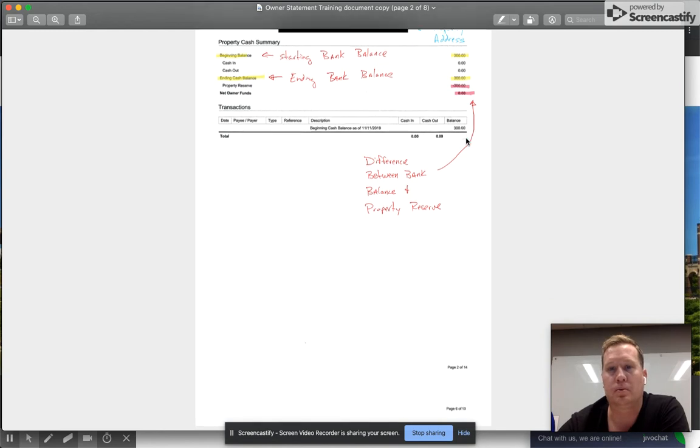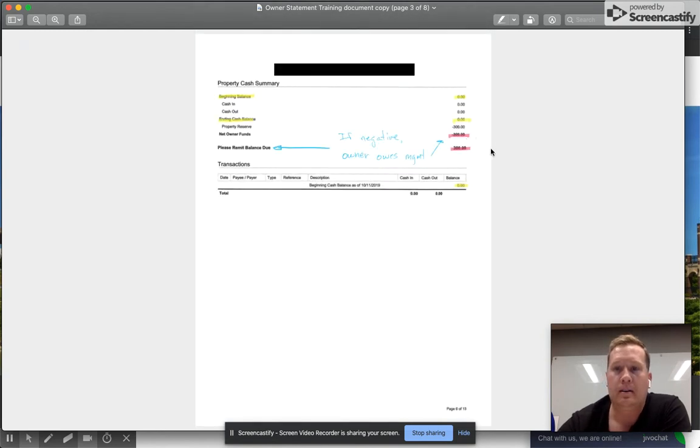Let's look at a couple examples. Here, the beginning balance is zero. And what this is saying is that the owner never funded the reserve. And because of that, we have $0 in the bank. Now, the property reserve is set at $300. And so this means that the owner owes the property management company $300 to cover that reserve. So again, nothing in the bank. Owner owes $300 because it's negative.